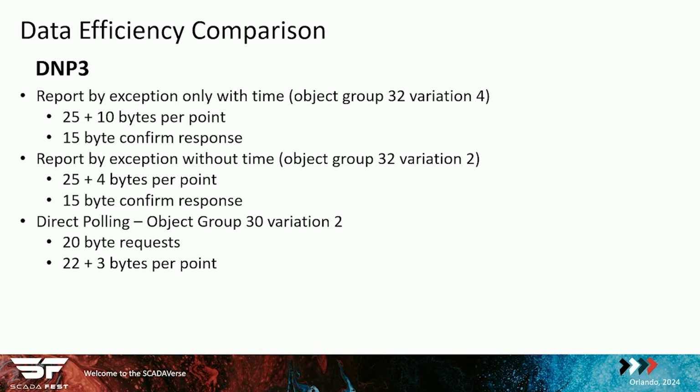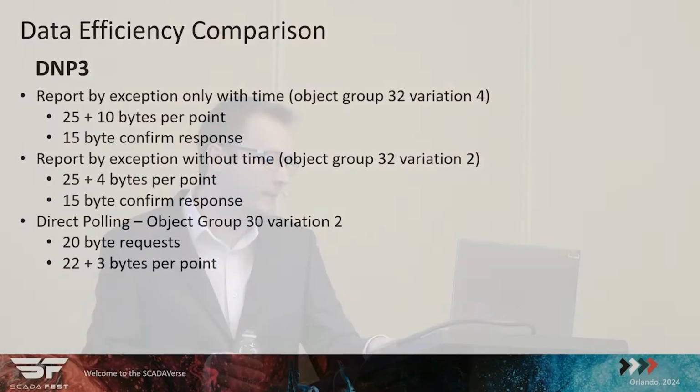Third example is doing direct polling. This is merely here to show why you may not want to set this up if you have a choice. The requests are 20 bytes going down, and it's 22 plus 3 bytes per data point coming back.